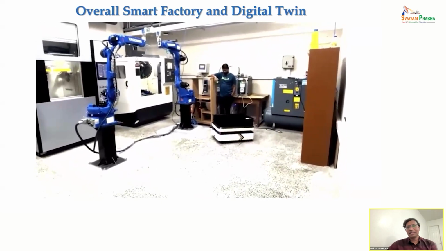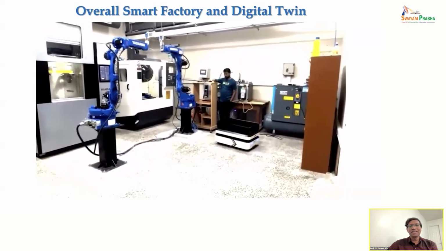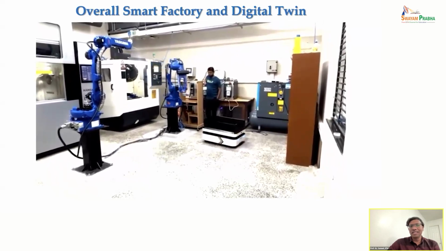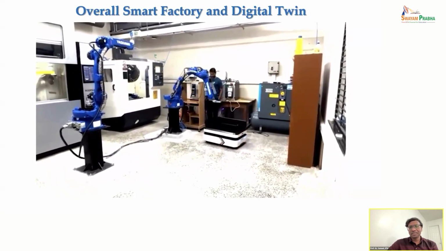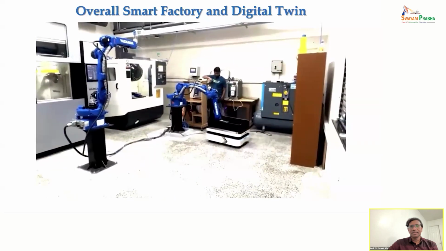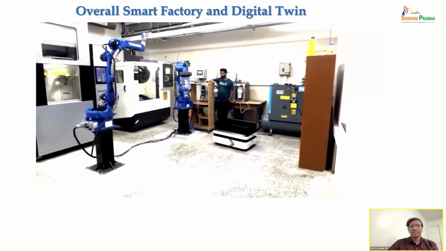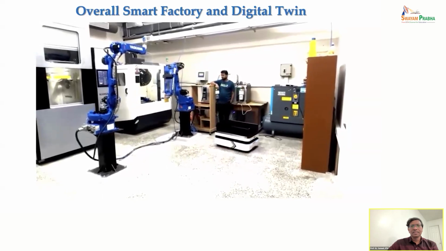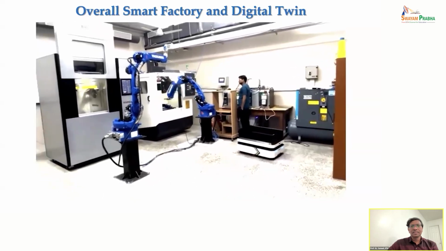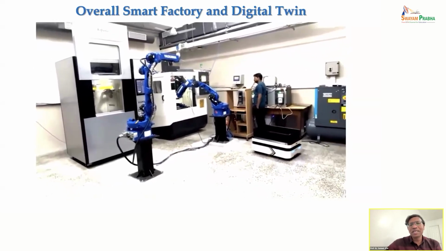It goes to the next position. Then the robot will pick it up and place it on the CNC machine for what is called the post-processing of the 3D printed parts. Then clamping will also be done automatically.